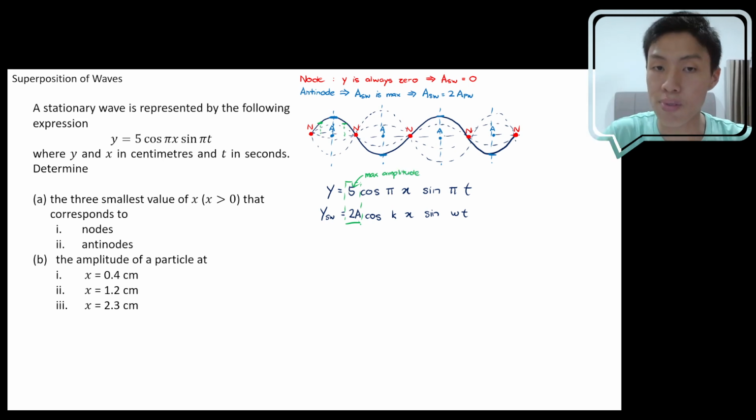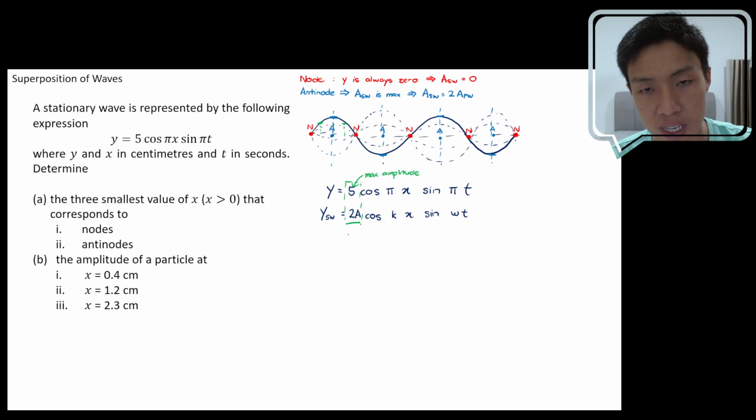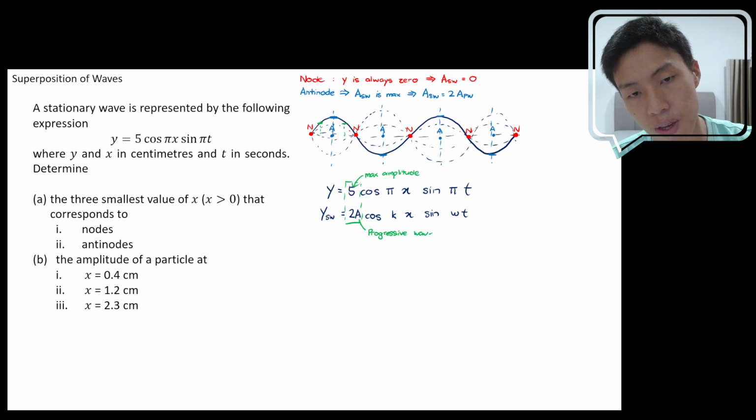Okay, this is not amplitude, this is maximum amplitude. Different places have different amplitude, but the maximum amplitude that can be achieved is 5. Okay, and we see that 5 is actually equal to 2a, but this a here is the progressive wave amplitude. This is the standing wave maximum amplitude.